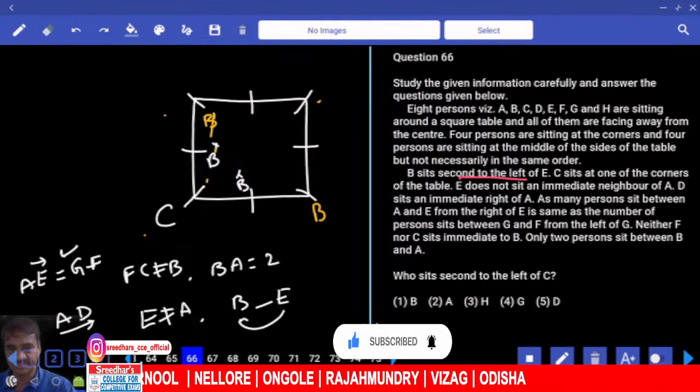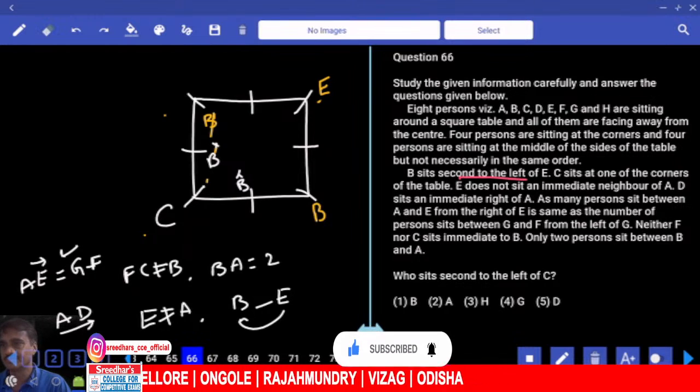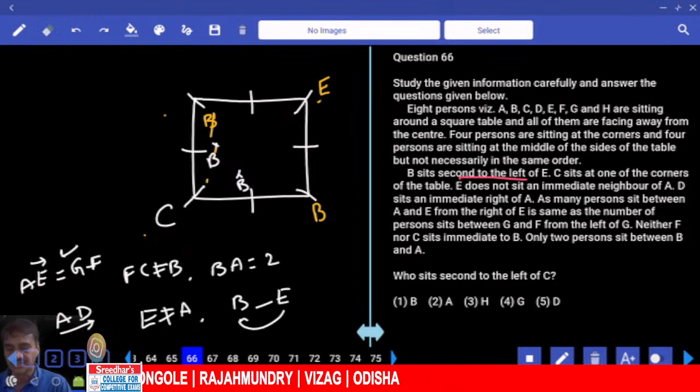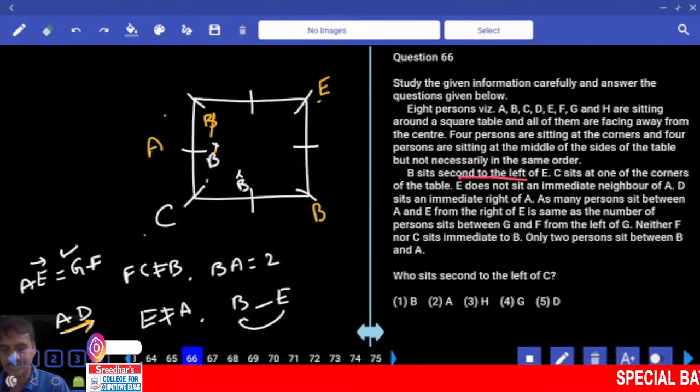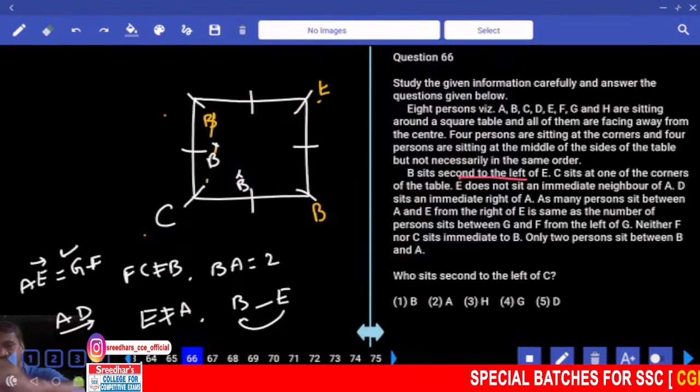B is seated second to the left of E. In this case, A and D are adjacent to each other. Between B and A there are exactly two people, and A must be here. If A is here, D is to the immediate right of A. Possible or not possible? Not possible. We cannot have B at this place.